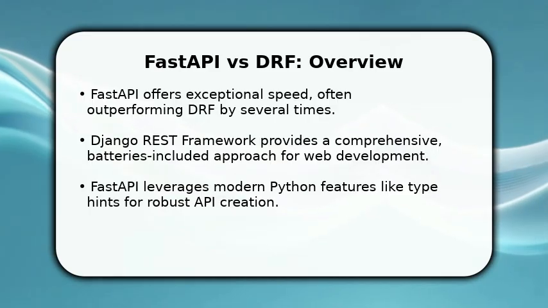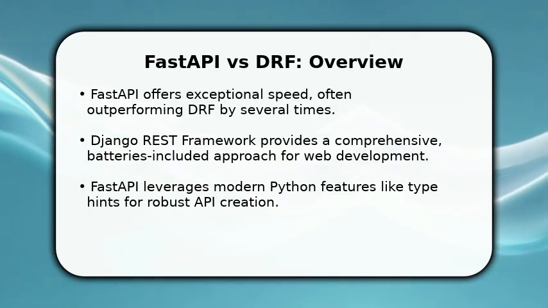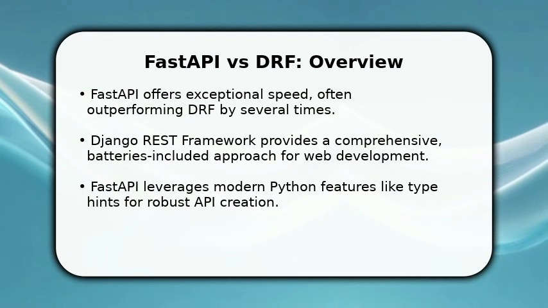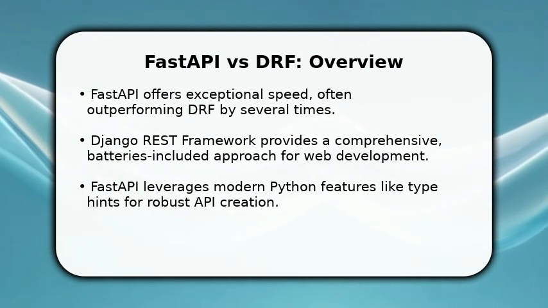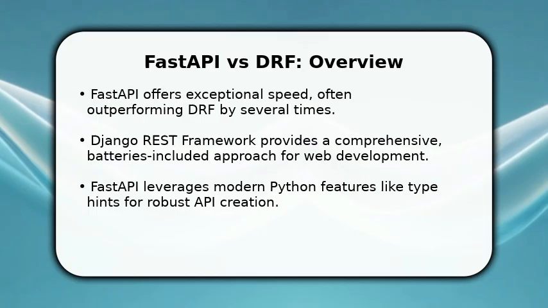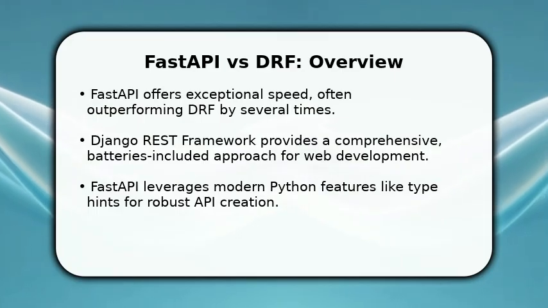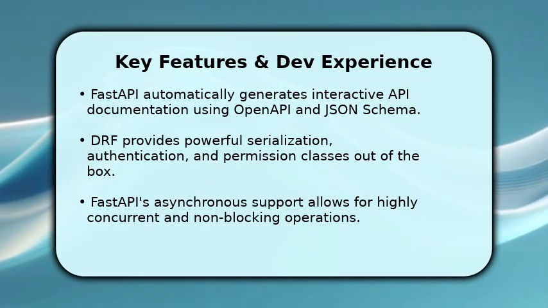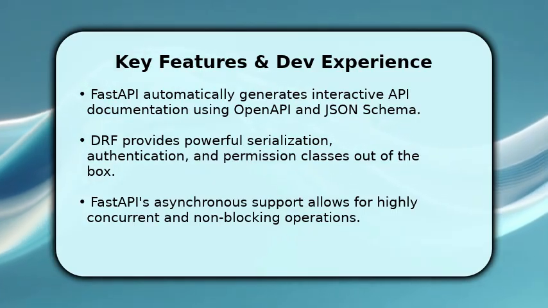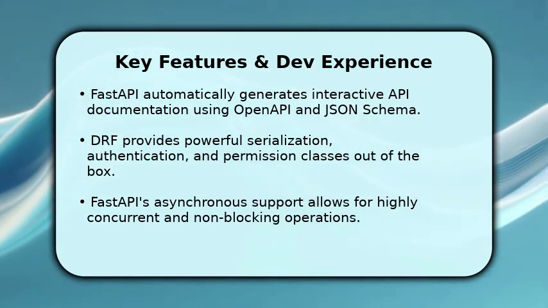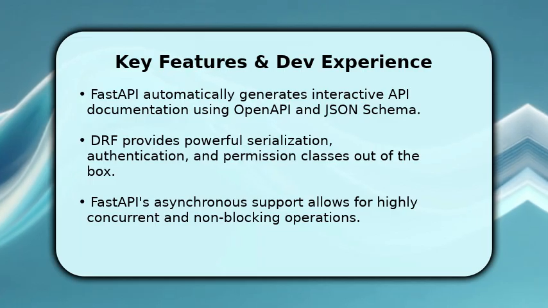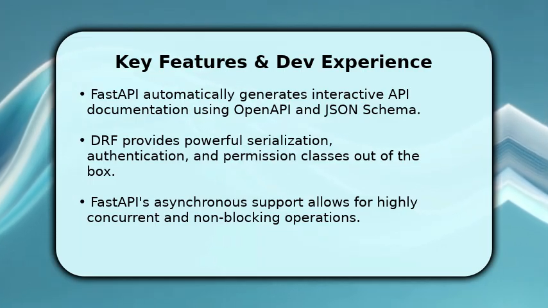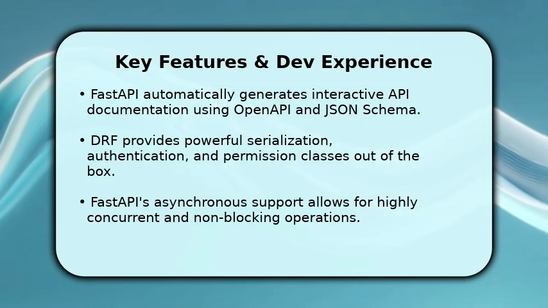FastAPI uses modern Python features like type hints, while DRF integrates deeply with Django's powerful object relational mapper, simplifying database operations significantly. Moving on to key features, FastAPI shines with its automatic interactive API documentation, generated from your code using OpenAPI and JSON schema standards. This saves developers significant time.